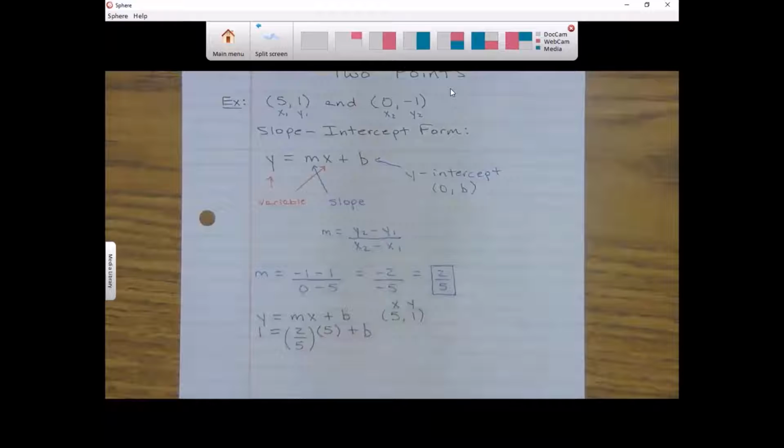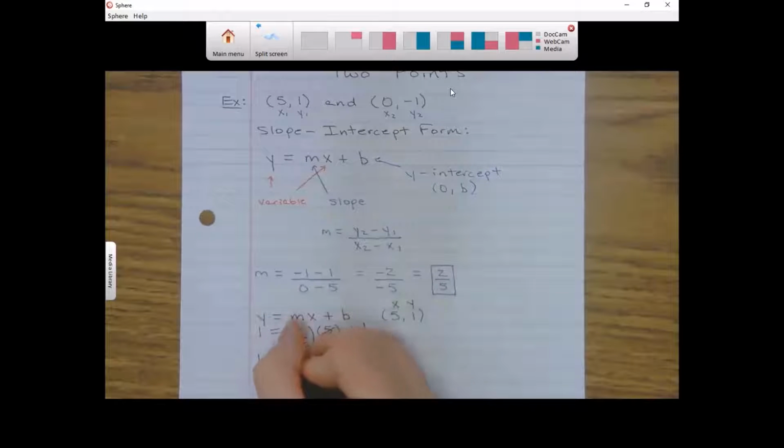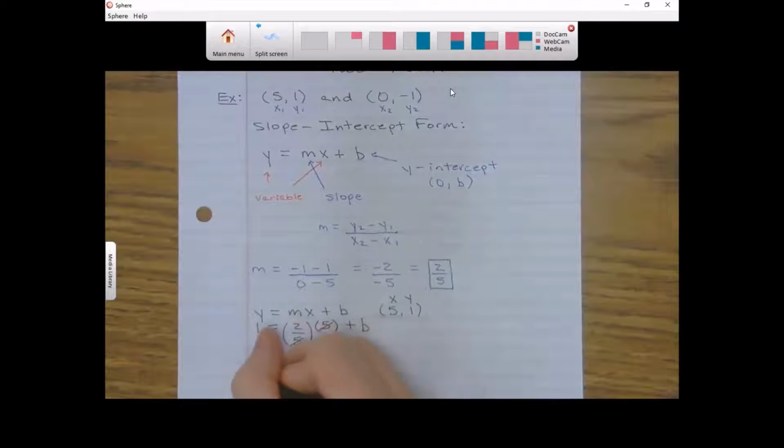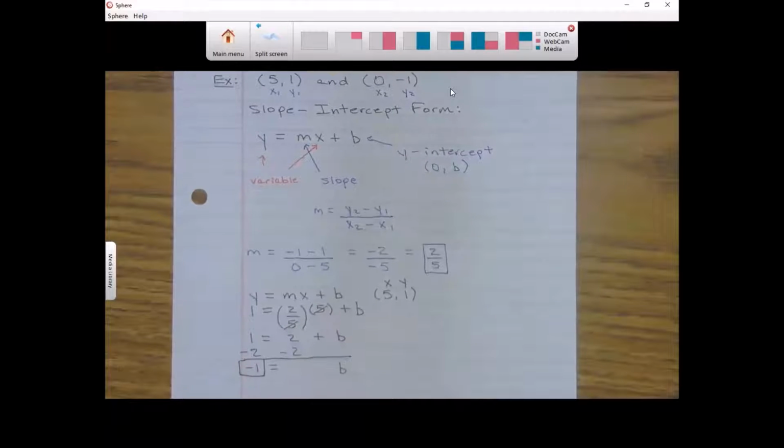So what's 2/5 times 5? Well, when the 5s cancel out, you're going to be left with a 2 at the top. So I can write my equation as 1 equals 2 plus b. Now at this point, I can get b by itself by getting rid of the 2. I can subtract 2 on both sides. And that's going to leave me with whatever b is. 1 minus 2, that's going to be -1. And I'll put a box around that. So that's going to be b.